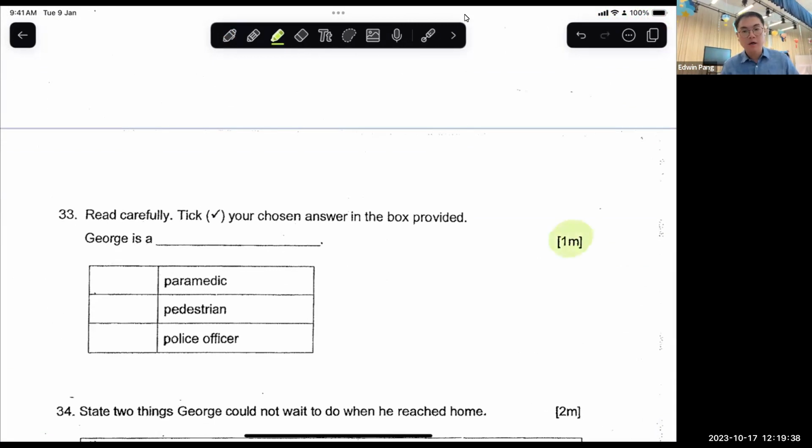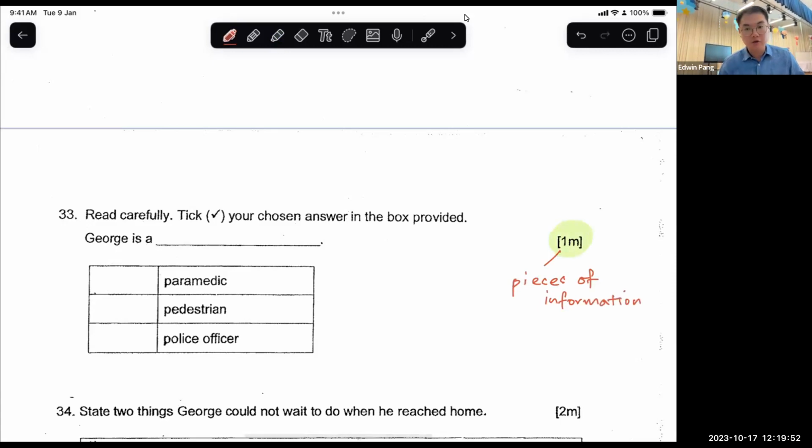Okay? So the marks will tell you how many pieces of information. Okay? Pieces of information. The marks are there to tell you how many pieces your answer should have. So in this case, 1 mark means 1 piece. Got it? 1 mark means 1 piece. Everybody good? All right. So I just need to find one answer. Then let's highlight George. So what is George's occupation, right? So this is asking for his job.